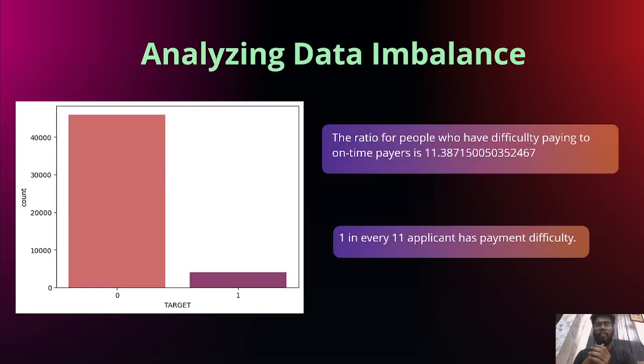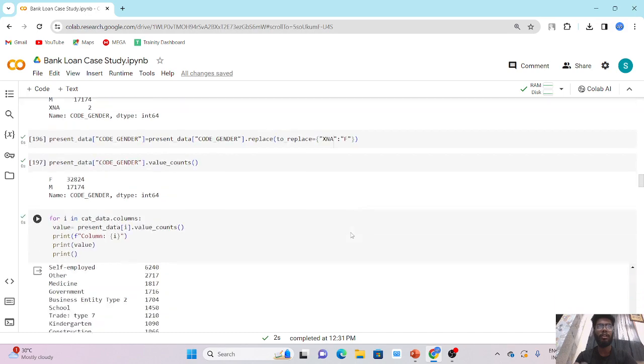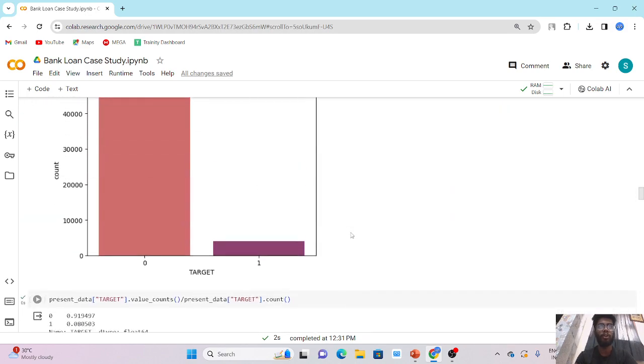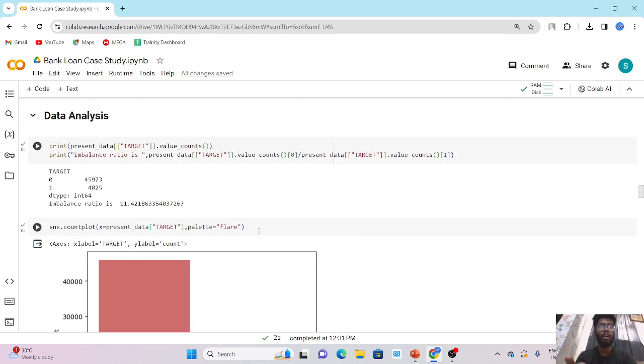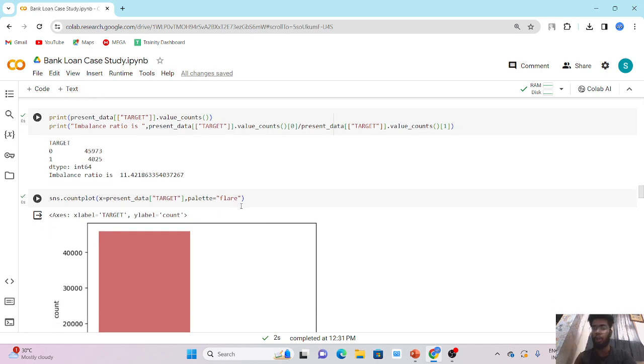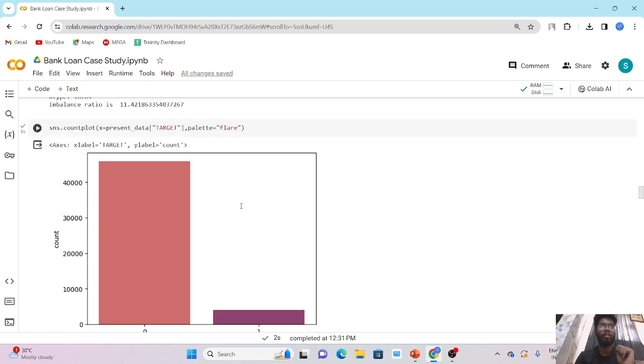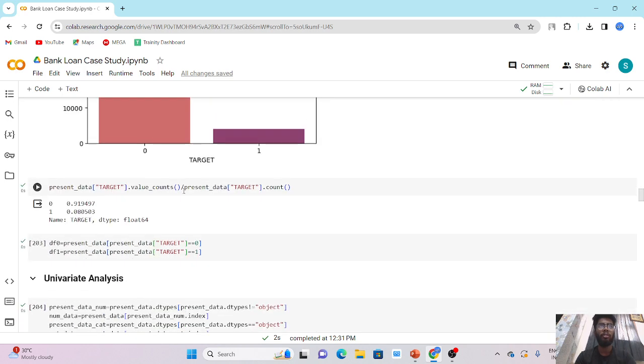Then we come to analyzing data imbalance. The ratio of people who have difficulty paying to on-time payers is 11.37. So one in every 11th application has payment difficulty. We have used the target column for analyzing the data imbalance. We have used the count plot, and we have used the same palette for all the analysis. You can see that it is 11.42.